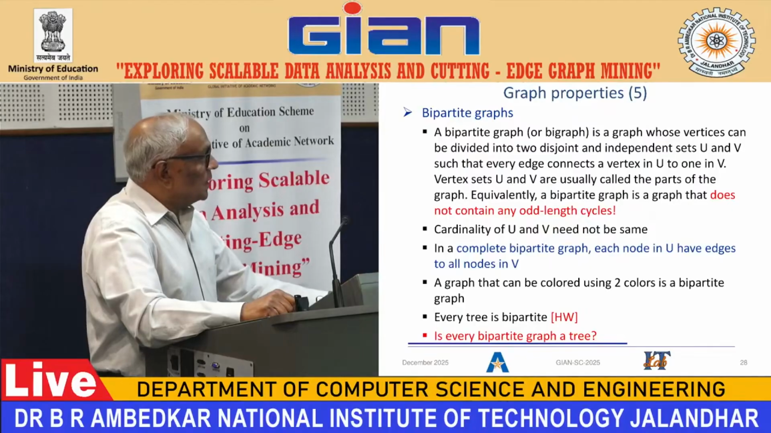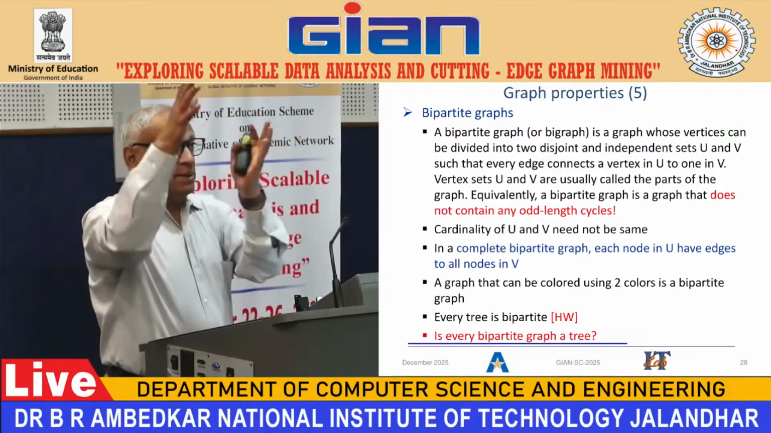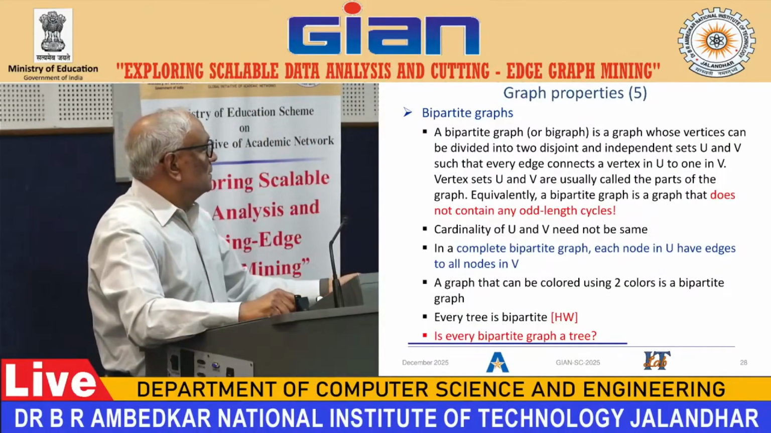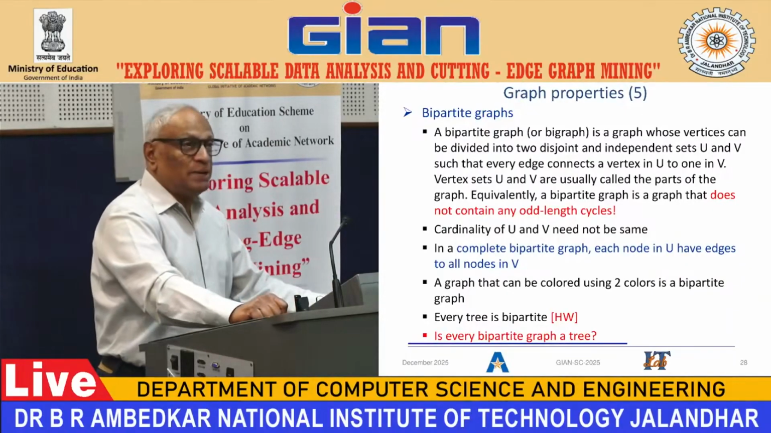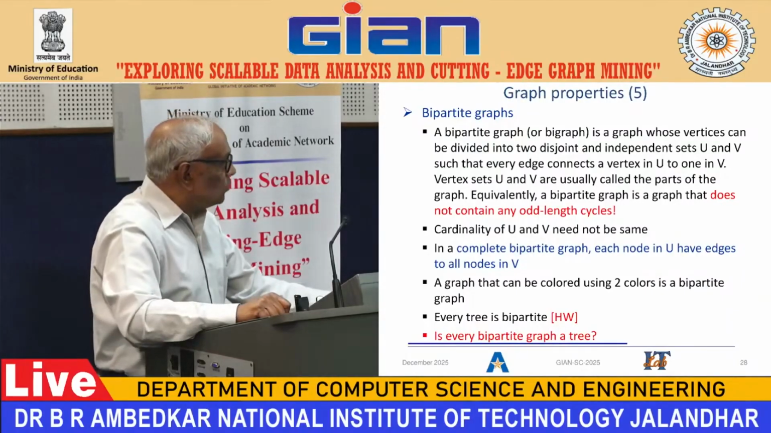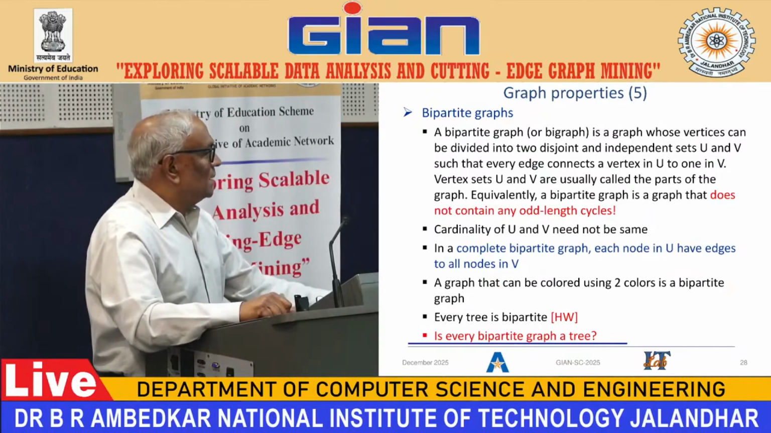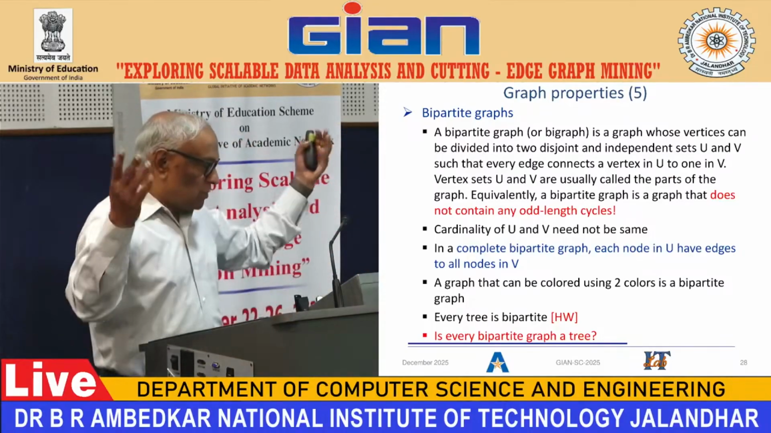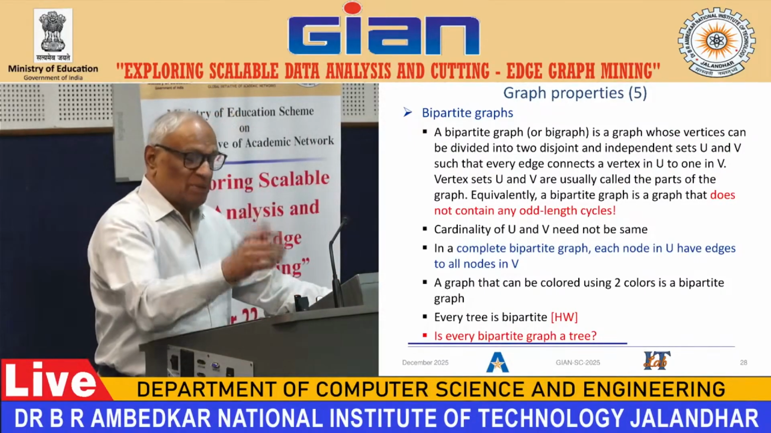So the important thing is cardinality of U and V need not be the same. We do not assume the same number of people on this side, the same number of people on this side. In a complete bipartite graph, so you can also have a complete bipartite graph, each node in U has edges to all the nodes in V. A graph that can be colored using two colors is a bipartite graph. Every tree is bipartite. So I put some of these slides from some of the courses I've been teaching. So you'll see the homework problems. You can try it if you like.